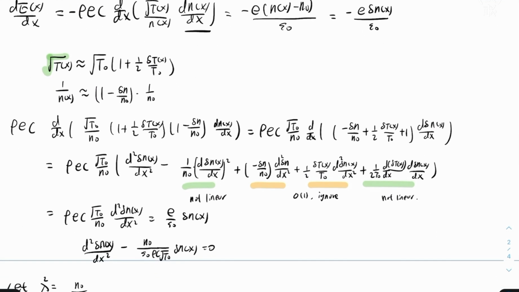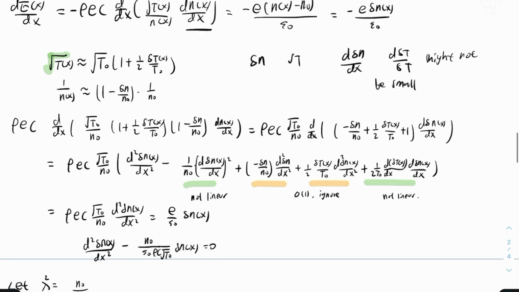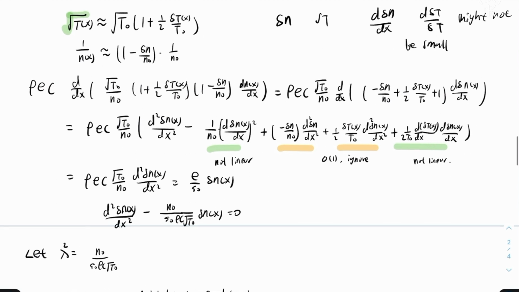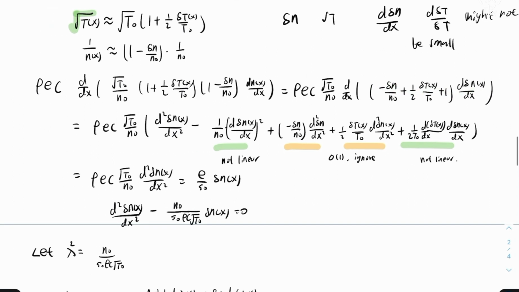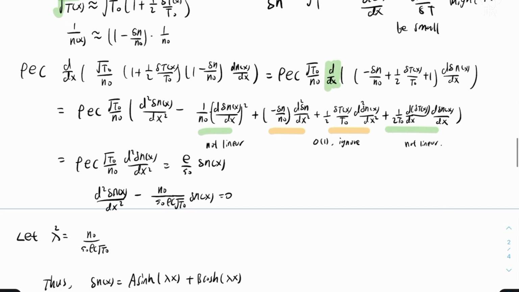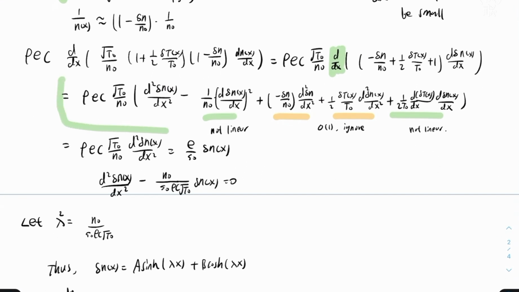And something to keep in mind is that the terms of delta n and delta T are really, really small. But the change in delta n or the change in delta T might not be small. So that is something to consider when you do this problem. And you just need to expand out and just plug in. You will see the term becomes this, right? And now you just need to take the derivative. And you can see this whole stuff is equal to this term.